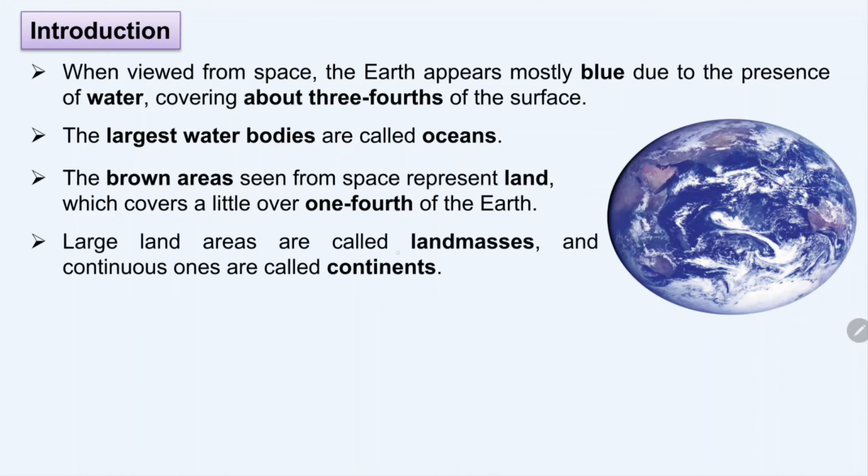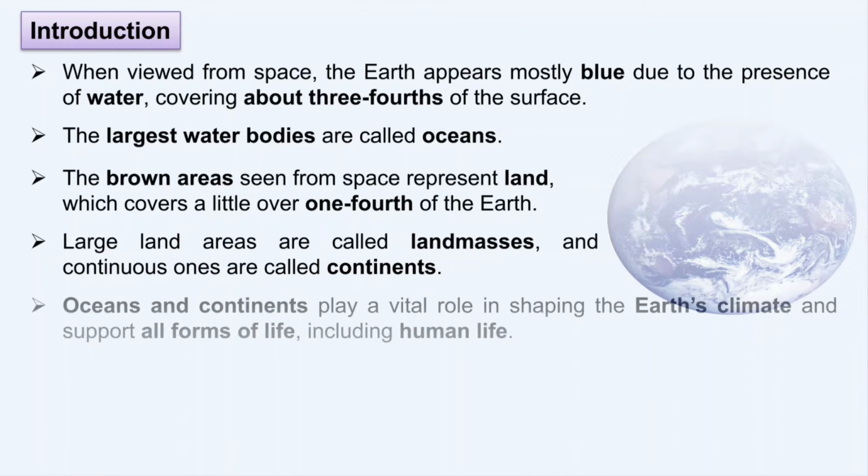Large land areas are called land masses, and continuous ones are called continents. So large land areas are known as land masses, and the continuous ones, the largest ones, which go on, are known as continents. And how many continents do we have? In this chapter we have also learned that in many ways we can count the continents. We can count the continents as 4, 5, 6 or 7, isn't it? And we are also going to do that in this summary.